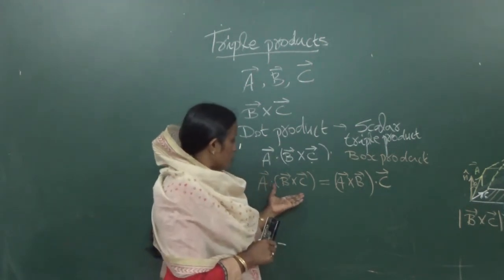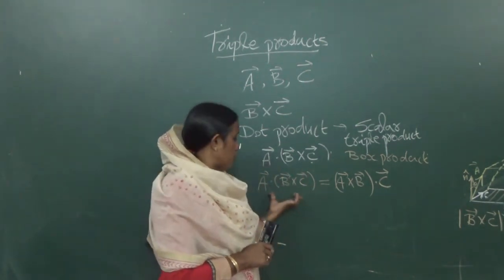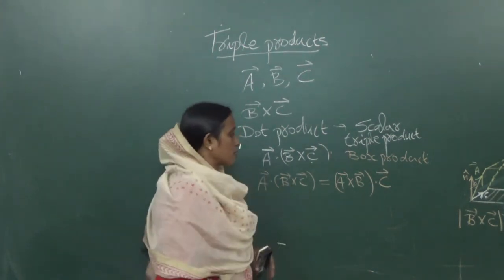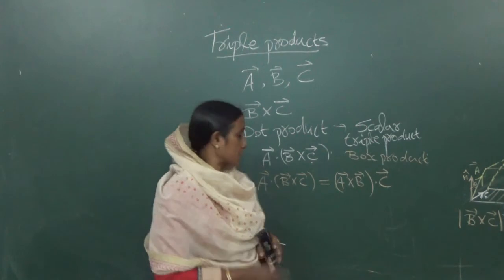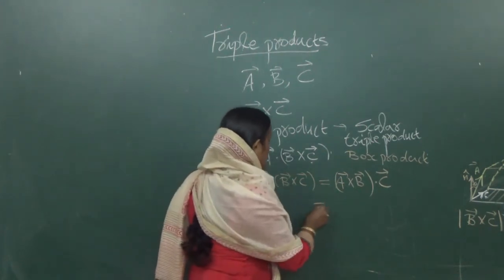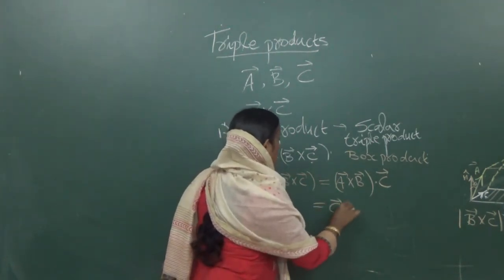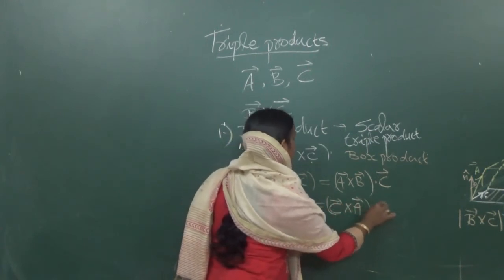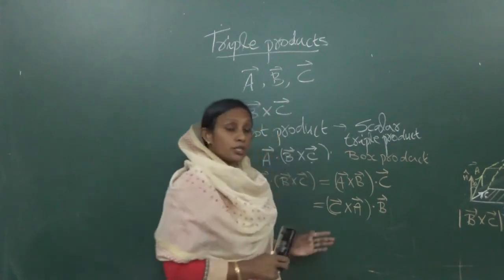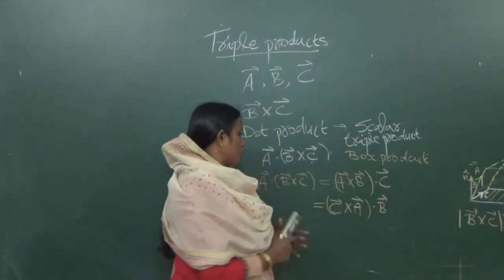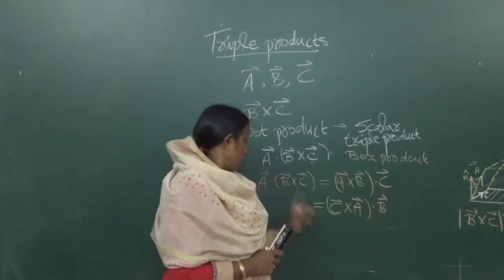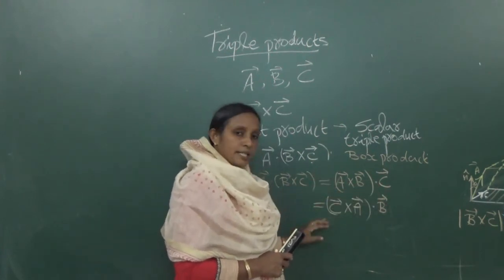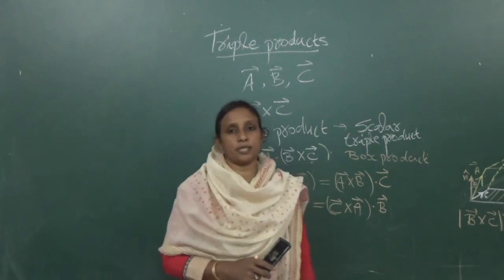Similarly, we can make a cyclic change to these vectors, keeping the alphabetical order. That also gives you the same resultant. For example, in this case, C cross A dot B. This is also equivalent. All these three are the same: A dot B cross C equals A cross B dot C, which equals C cross A dot B.